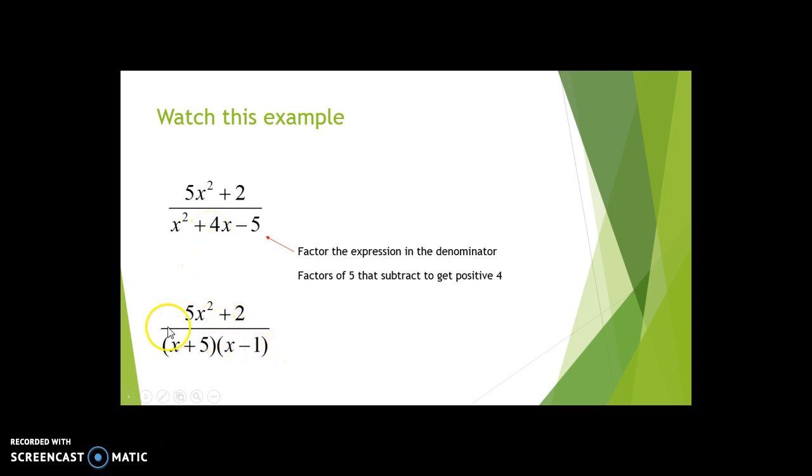Then just like we did with quadratics and just like we did in Lesson 2, we're going to set these binomials equal to 0. That looks like this: x plus 5 equals 0 and x minus 1 equals 0. When we solve, subtract 5 from both sides, add 1 to both sides, and bam, we get x equals negative 5 and x equals 1. So these two numbers, negative 5 and 1, make this expression 0. And remember, we can't divide by 0, so these are excluded values.